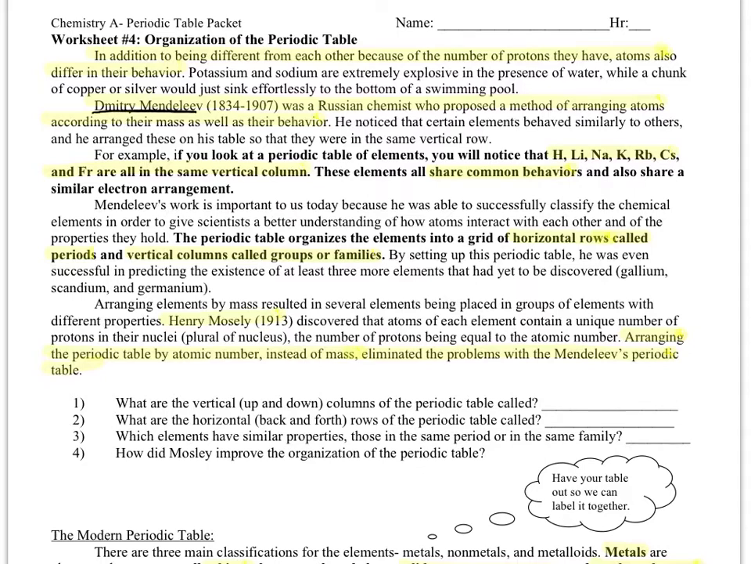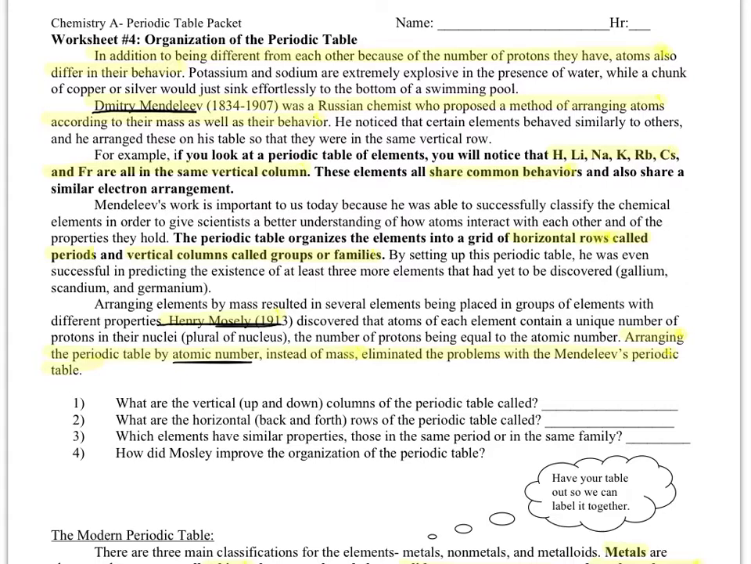But just a few years later, a guy named Henry Moseley came along and discovered that each atom has a specific number of protons, the so-called atomic number, right? And so he reorganized Mendeleev's original periodic table so that instead of organizing by mass, the elements are actually organized by their atomic number, the number of protons they have. And this organization actually works a little bit better in terms of grouping common elements together. So the periodic table that you're going to be using in this chemistry class is actually Moseley's periodic table, which is an improvement upon the one that Mendeleev first made.